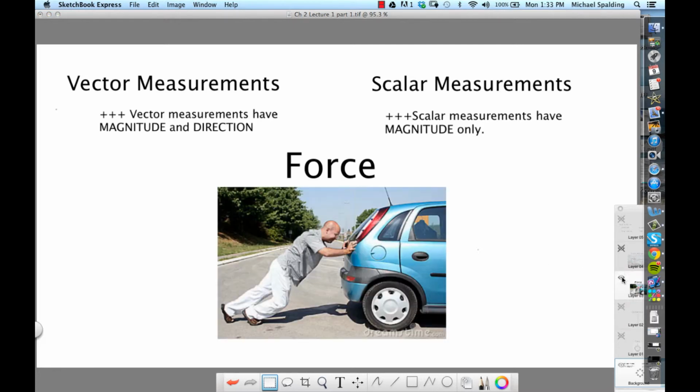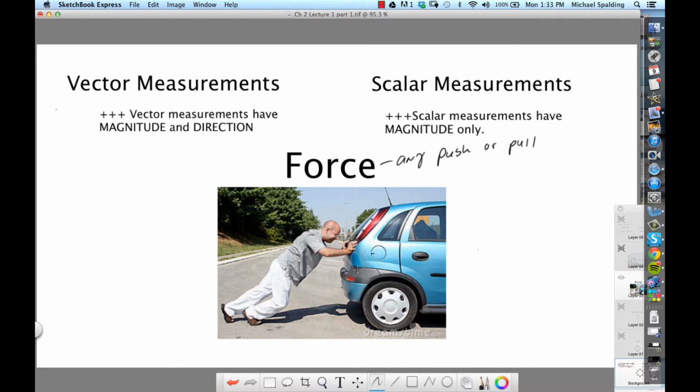All right, how about force? Vector. Now, by the way, we're going to spend a whole chapter on force. You're going to learn all about forces. But what is the definition of a force? A force is any push or pull. So you can put directions on a push. Which way are you pushing? Are you pushing north? Are you pushing south? So here we got this guy pushing on his car.